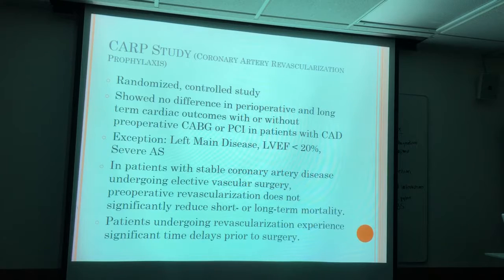Now, patients who actually underwent revascularization had delays in surgery, and that's where the time-sensitive surgeries come into play. Will revascularization delay any oncological surgeries that a patient needs to have done and delay any treatment options for them?